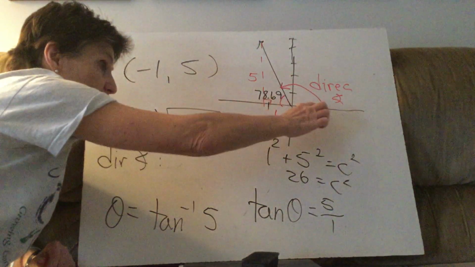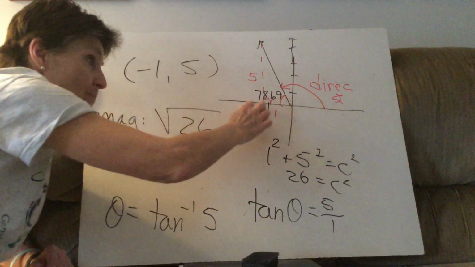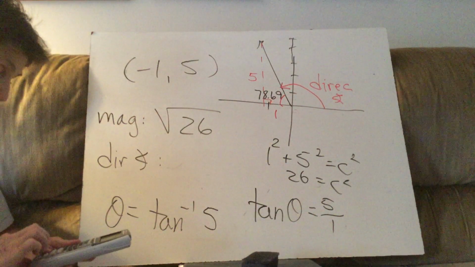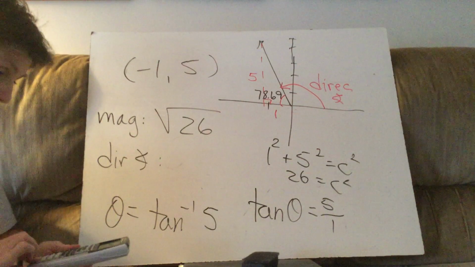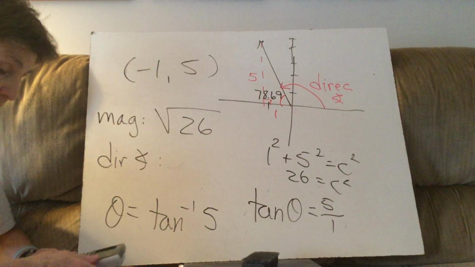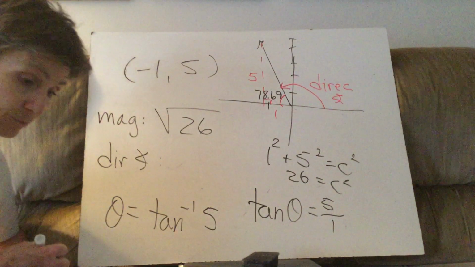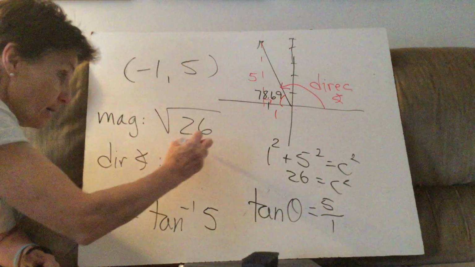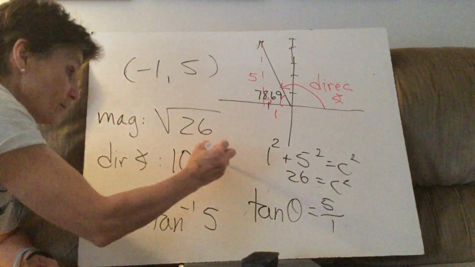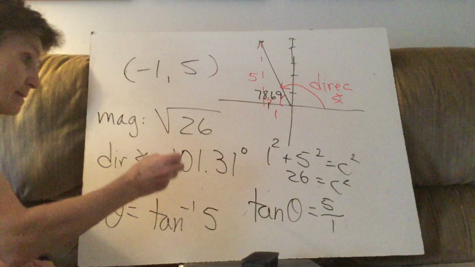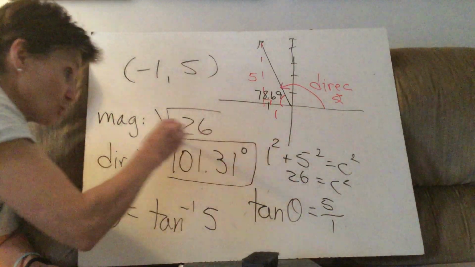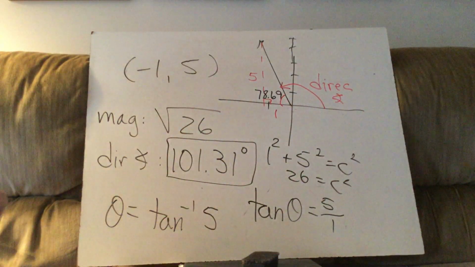These two angles add up to 180. They make a straight line. So we're just going to take 180 minus 78.69, and our direction angle is 101.31 degrees. This is your actual direction angle.